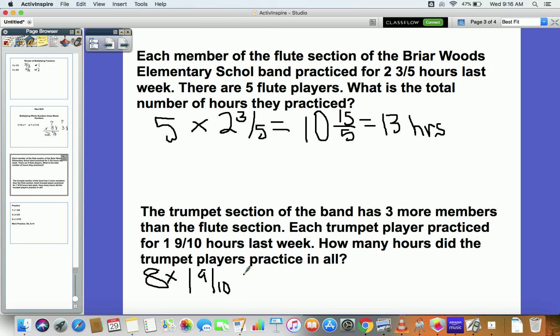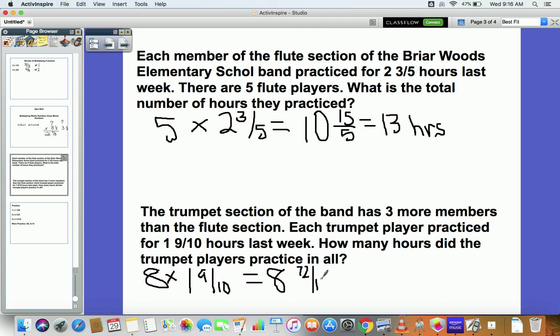So we're going to take our whole number times our whole number, 8 times 1, and that would be 8. And then we take our whole number times our fraction in the second number. So 8 times 9 would be 72. And then tenths is our denominator.